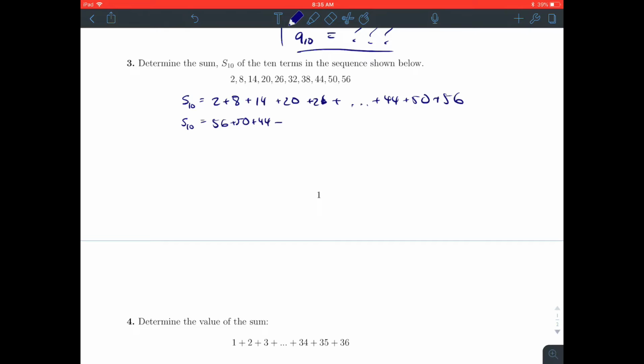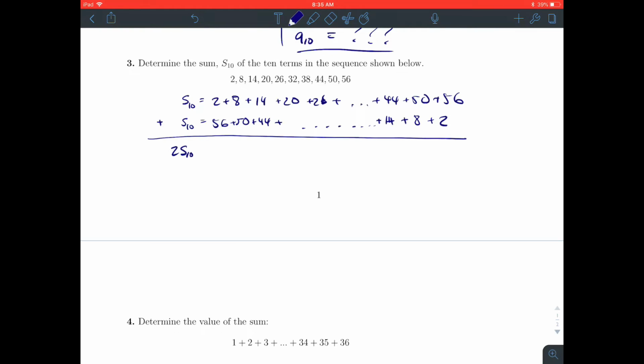56 plus 50 plus 44 plus all the way down to, well, these are the last three, so I'm going to write the first three, 14, 8, and 2. All right, so the clever part about writing it forwards and backwards like this is if you add term by term, let's see what we get.